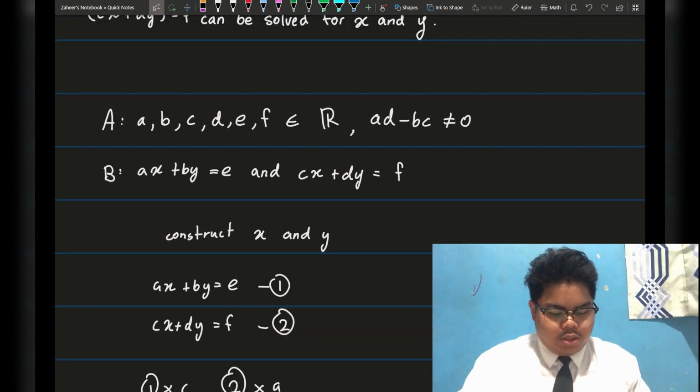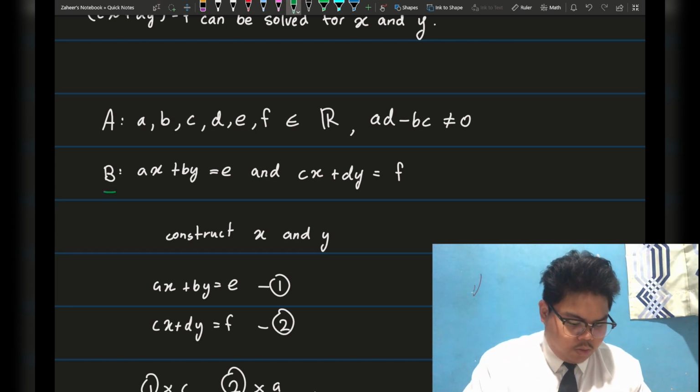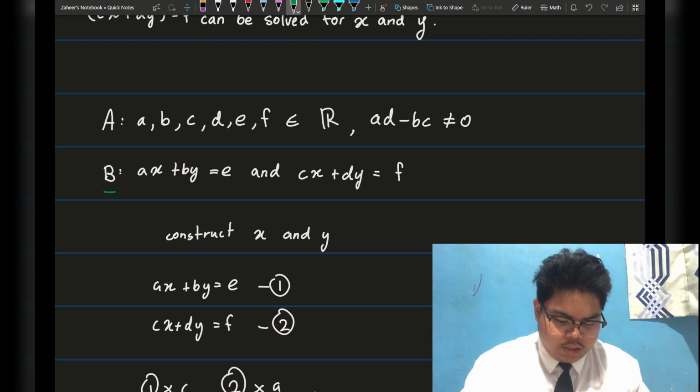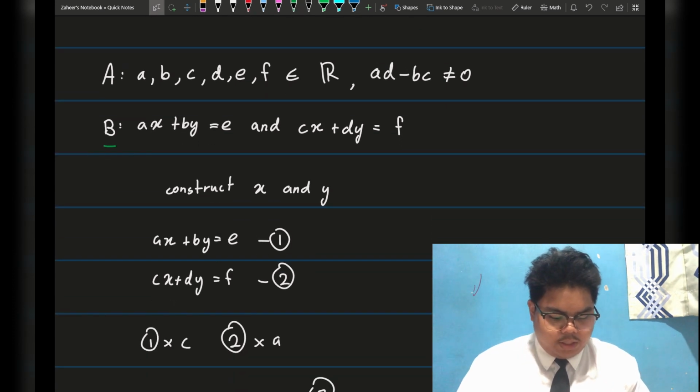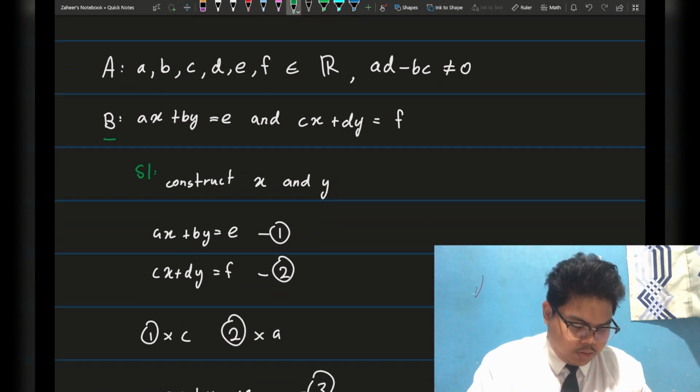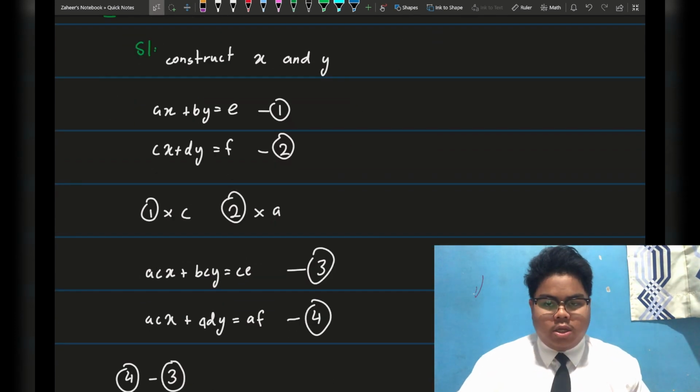Our object is A, B, C, D, E, F an element of real numbers, and AD minus BC not equal to 0. And our something that happens is B, which is AX plus BY equal to E, and CX plus DY equal to F. The first step is to construct X and Y. So we use the simultaneous equations.